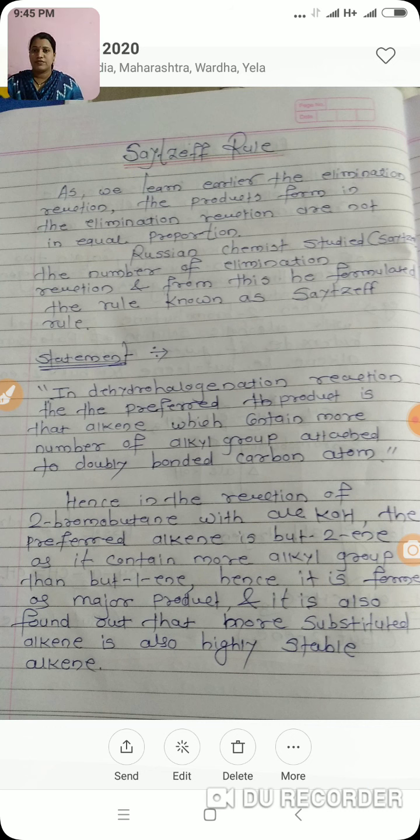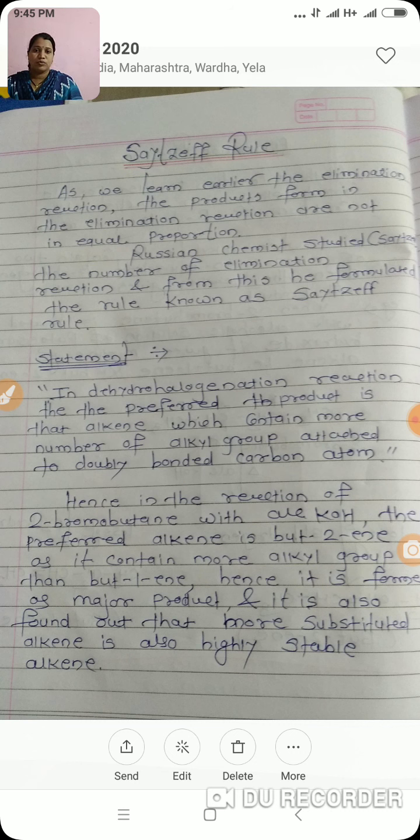What is the Saytzeff rule? The Saytzeff rule states that in the dehydrohalogenation reaction, the preferred product is that alkene which contains more alkyl groups bonded to the double-bonded carbon atoms. Means the alkene which contains more substituted alkyl groups is the major alkene. This is the major product, and the alkene which is highly substituted is also considered the more stable alkene according to the Saytzeff rule.